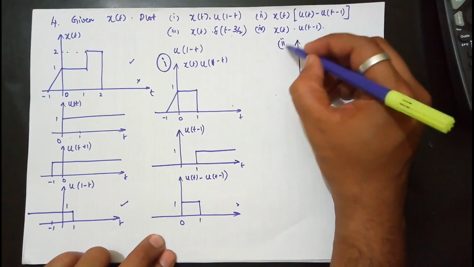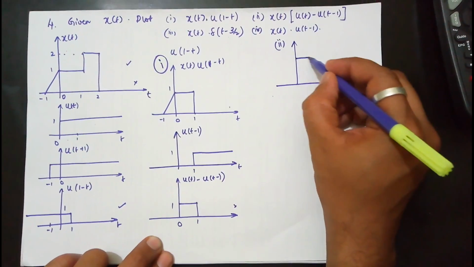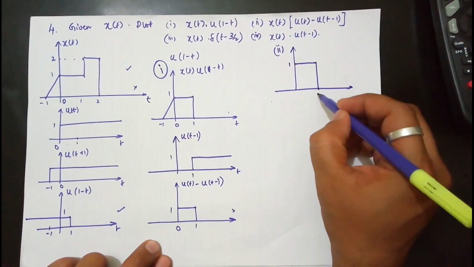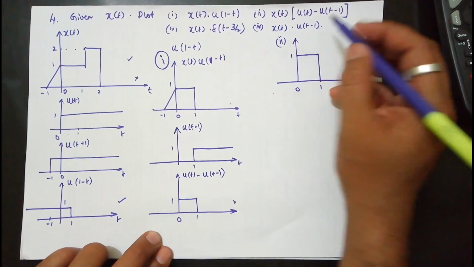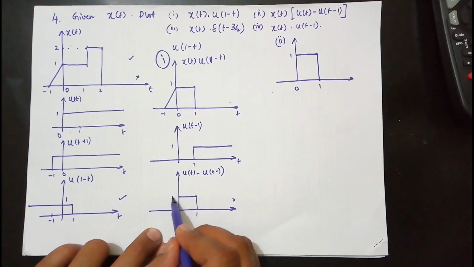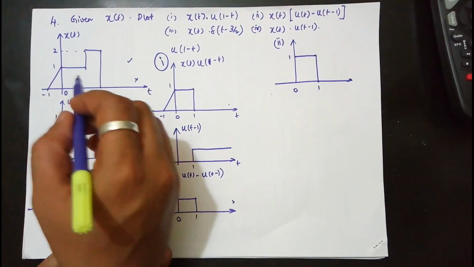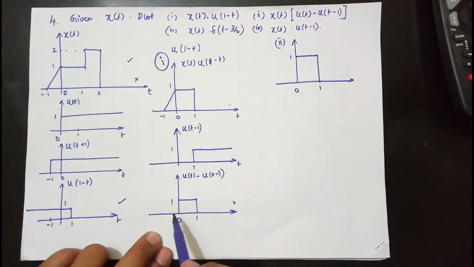For the fourth waveform, this is the waveform which I will be getting, which extends from 0 to 1, because you are multiplying with u of t minus 1 with an amplitude of 1. So any waveform multiplied by amplitude of 1 is the same waveform, which extends from 0 to 1 because of this.